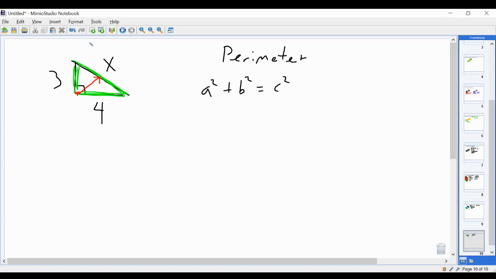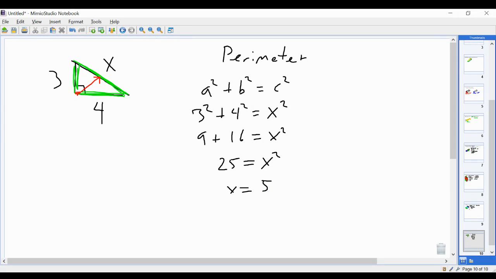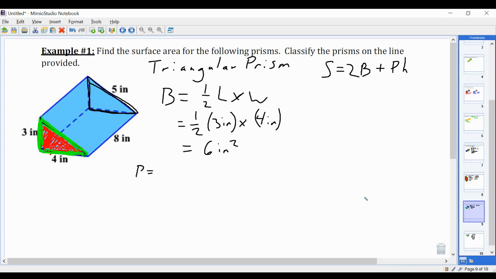So our sides are 3 and 4. So 3 squared plus 4 squared equals x squared. That gives us 9 plus 16 equals x squared. You can use your calculator. 25 equals x squared. We'll take the square root of both sides, and we find out that x is equal to 5. So we just solved for x, found that x equals 5. All right, so now we know the length of that last side, and we'll jump back to our triangular prism.